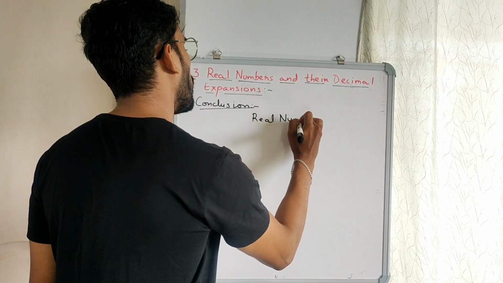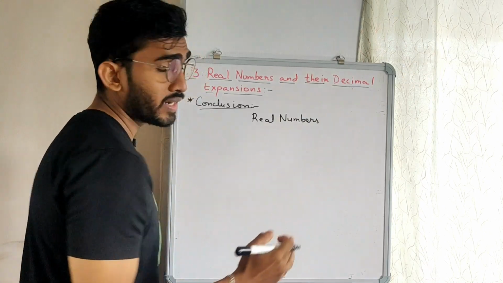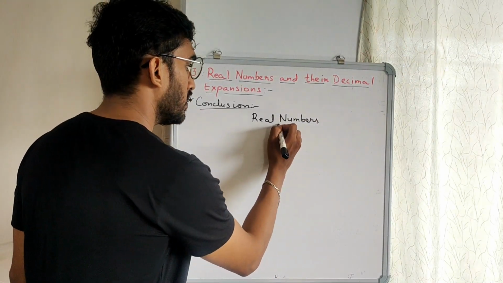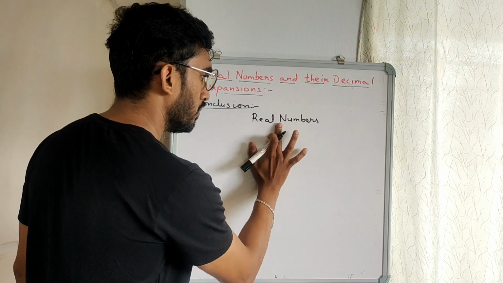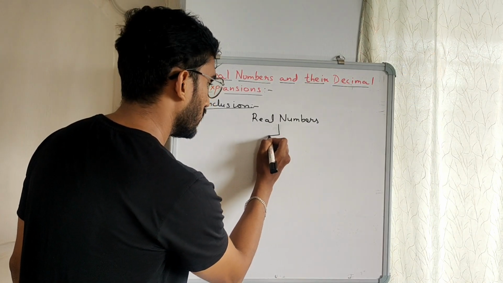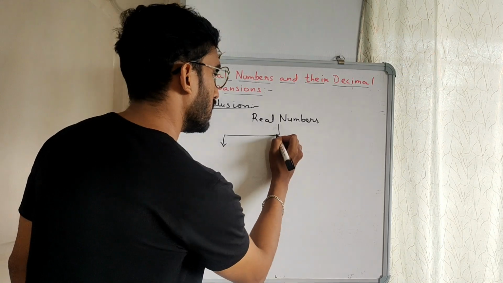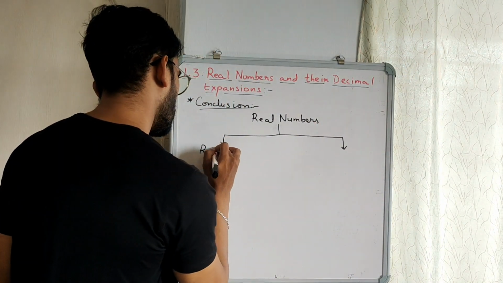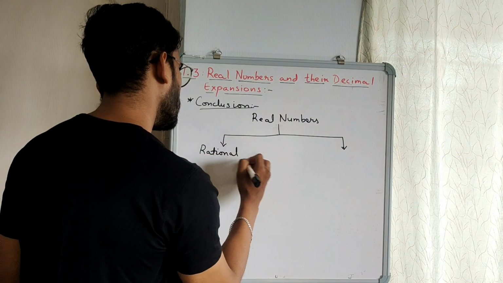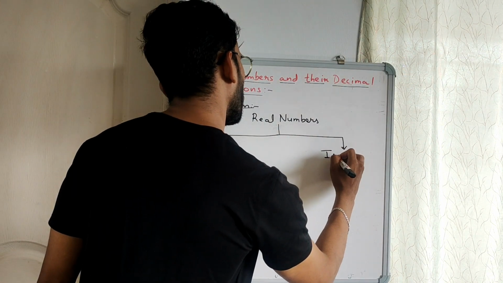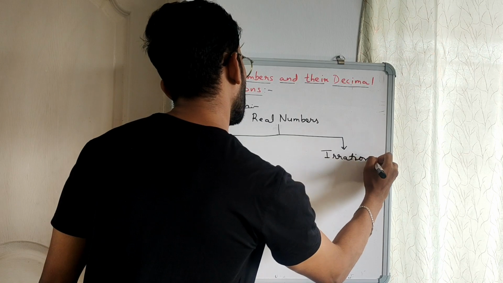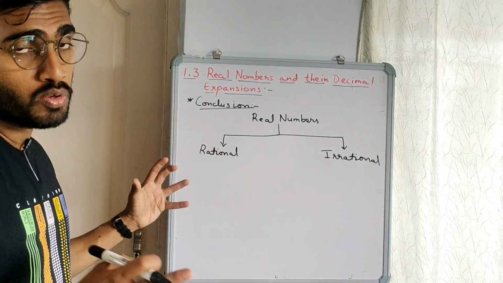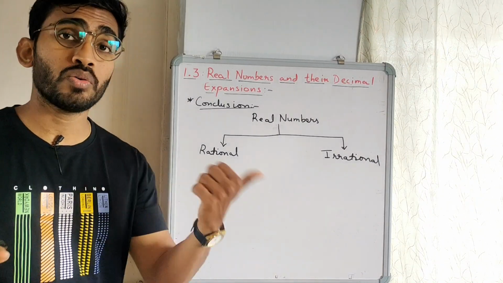Real numbers, as you all know, is a set combining both rational and irrational numbers, right? So real numbers, I am making a chart here in which you can see that real numbers consist of all rational numbers as well as irrational numbers. But in the decimal form, how will you find out whether the number is rational or irrational?